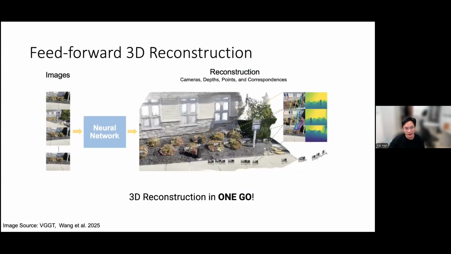But now, with these feed-forward techniques, we can just send a set of images to the network, and we get the 3D output in one go without the need for additional optimization. That's the nice thing about this type of technique. We can also get a relatively denser reconstruction. We can get camera poses, depths, points, and also correspondences.